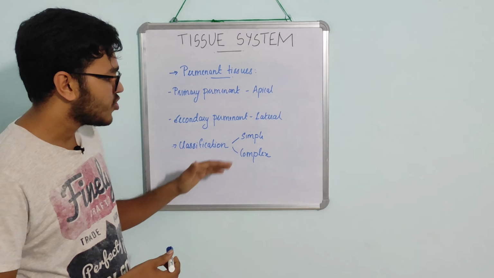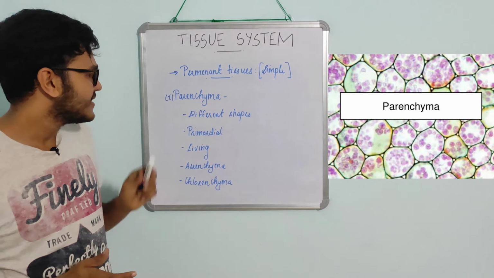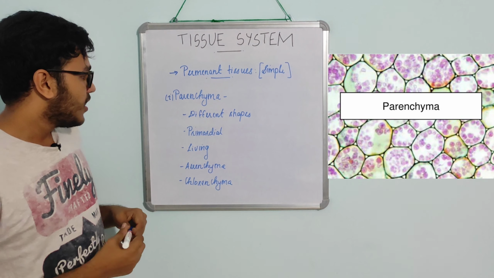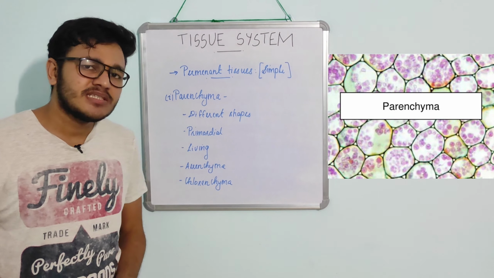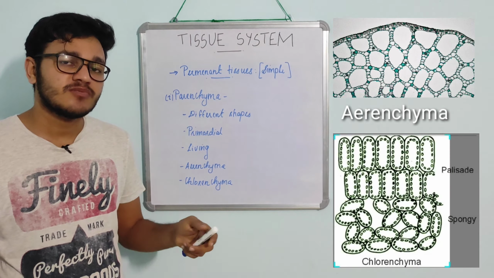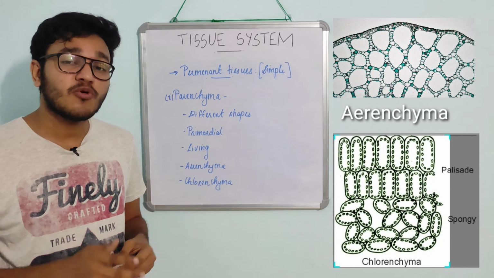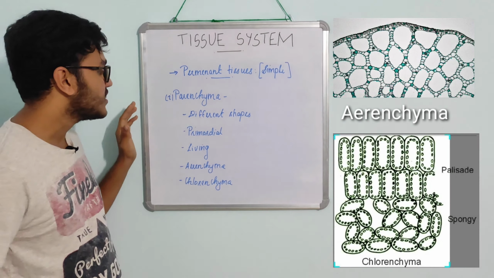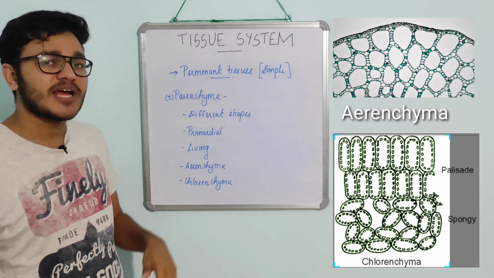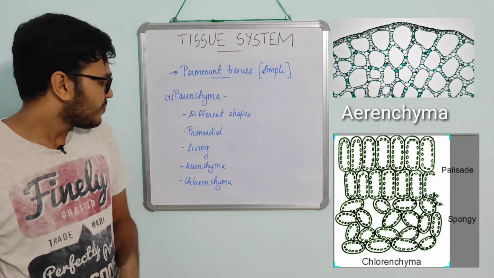So first let's focus on simple permanent tissues. The first simple permanent tissue is parenchyma. Parenchyma is the normal tissue which is very common in the plant tissue system, which occurs most frequently. If you take a section of the plant, the most common type of permanent tissue is parenchyma. It may be of different shapes, varying from irregular, isodiametric, etc.